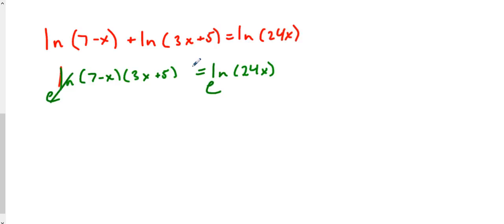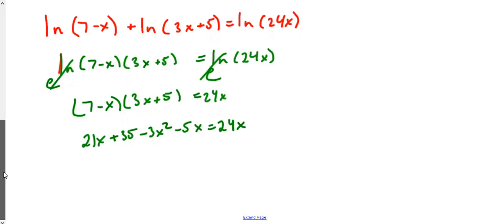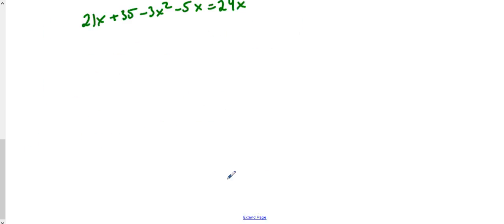And what happens is the inverse relations cancel them out, and we're left with the values inside. Now from here, we're going to do a little bit of multiplication. So we got this, we got 21x, we have a 35. Following this through, we got negative 3x. It's going to be negative 5x. That equals 24x. From here, we can simplify this a little bit farther.